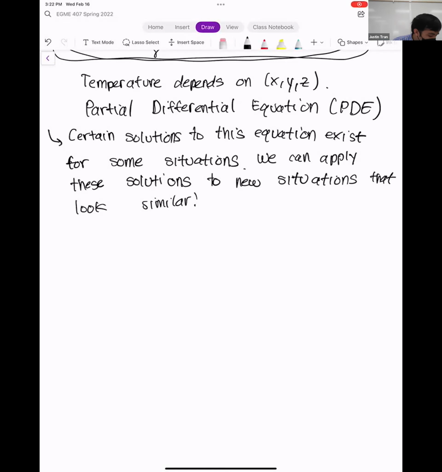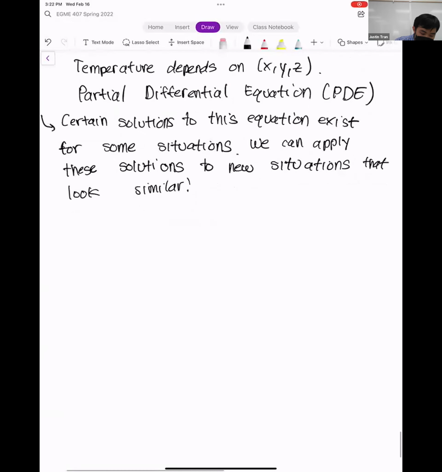The way we actually do this is very simple, at least from a mathematical point of view. We apply it through a technique known as shape factors. The equation we're going to use looks like this: the heat transfer in a 2D or 3D situation is equal to S, the shape factor, multiplied by k, the thermal conductivity, multiplied by a temperature difference.